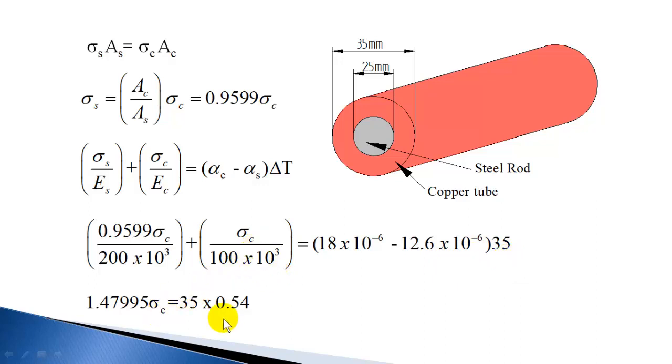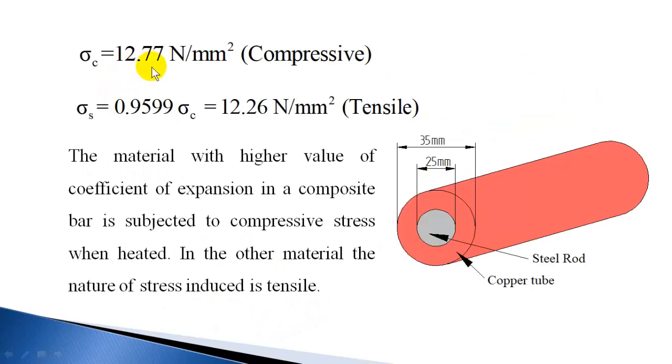So solving for sigma C, the left hand side reduces to 1.47995 sigma C, which is equal to 35 into 0.54 on the right. So you get sigma C as 12.77 Newton per mm square, and that stress is going to be compressive because copper is trying to expand more, so steel will exert a compressive force. Now once you get the stress in copper, you can find the stress in steel by multiplying with the area ratio, a relationship you already got. So sigma S is 0.9599 sigma C, which gives 12.26 Newton per mm square, and this is going to be tensile stress.